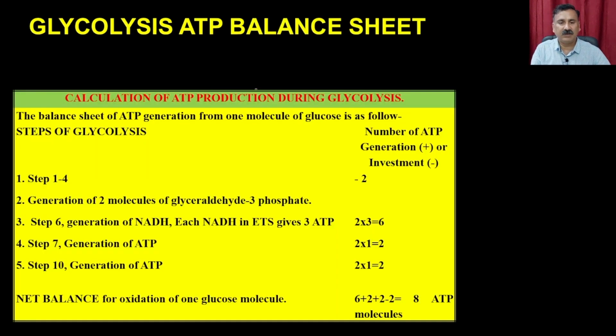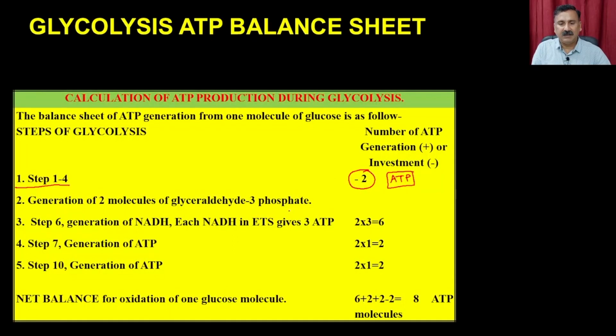So the balance sheet of the energy production is as follows. In steps 1 to 4, you are going to use 2 molecules of ATP. This means you are going to consume 2 molecules of ATP: the first when converting glucose to glucose 6-phosphate, and the second when converting fructose 6-phosphate to fructose 1,6-bisphosphate.